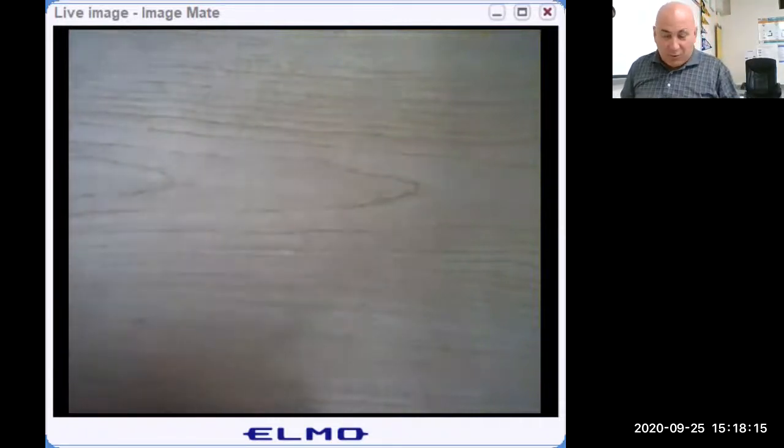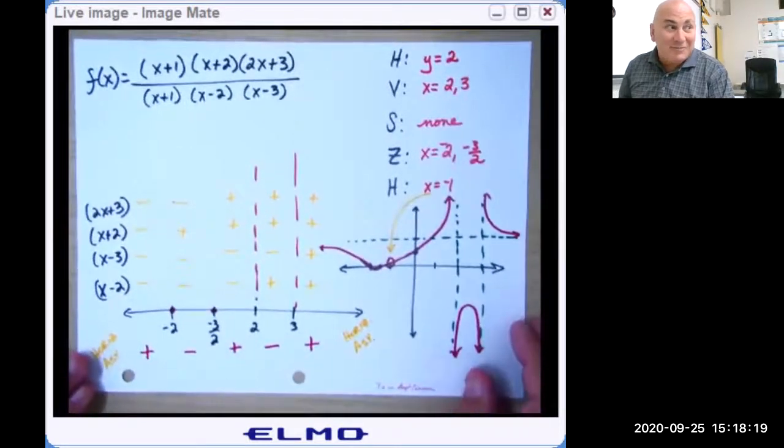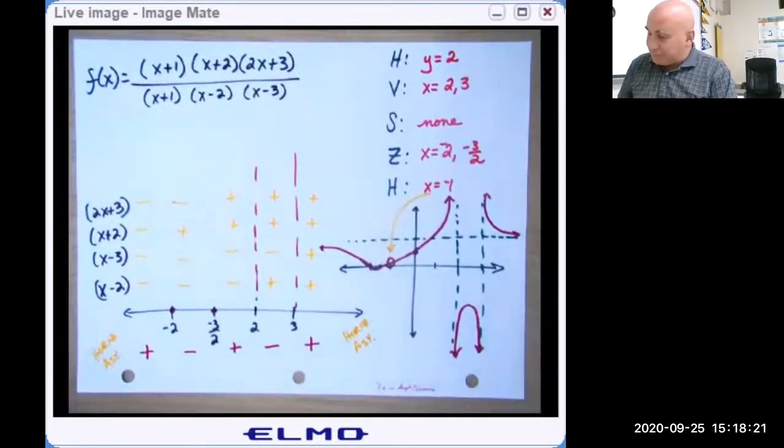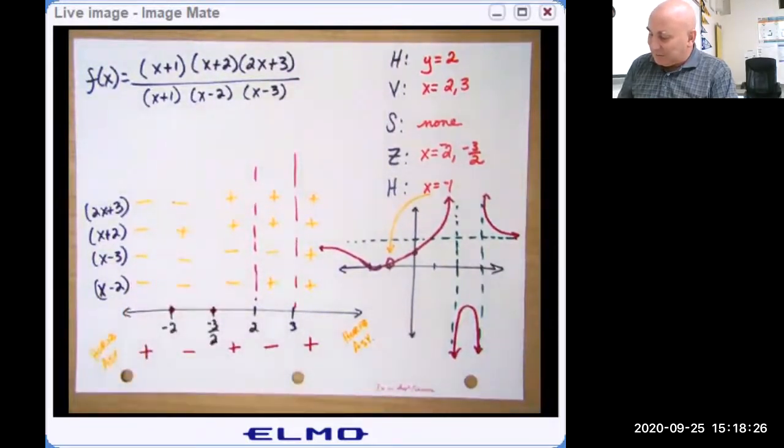And here's another one. Holy moly. Copy this one down. These are minus signs and plus signs. Just copy this down. We'll go over it step by step in detail in class.